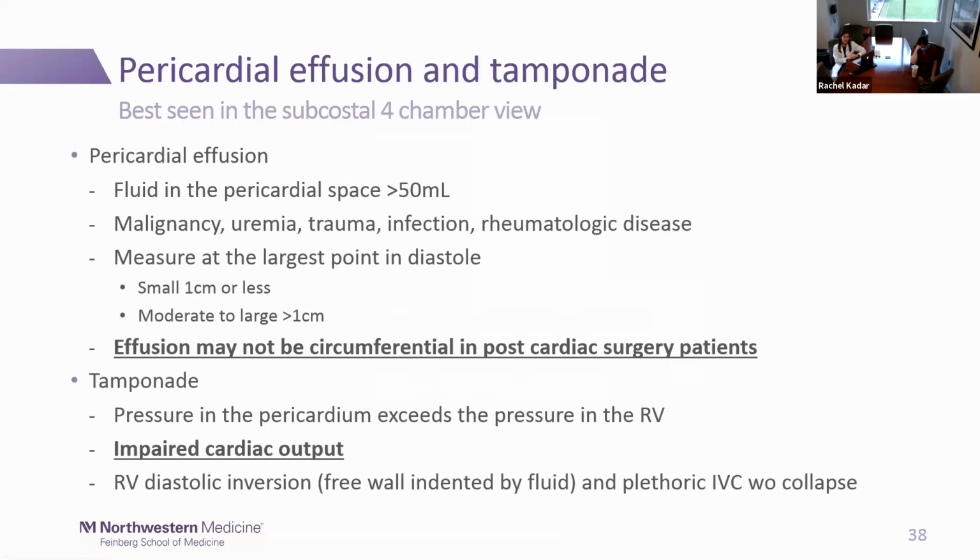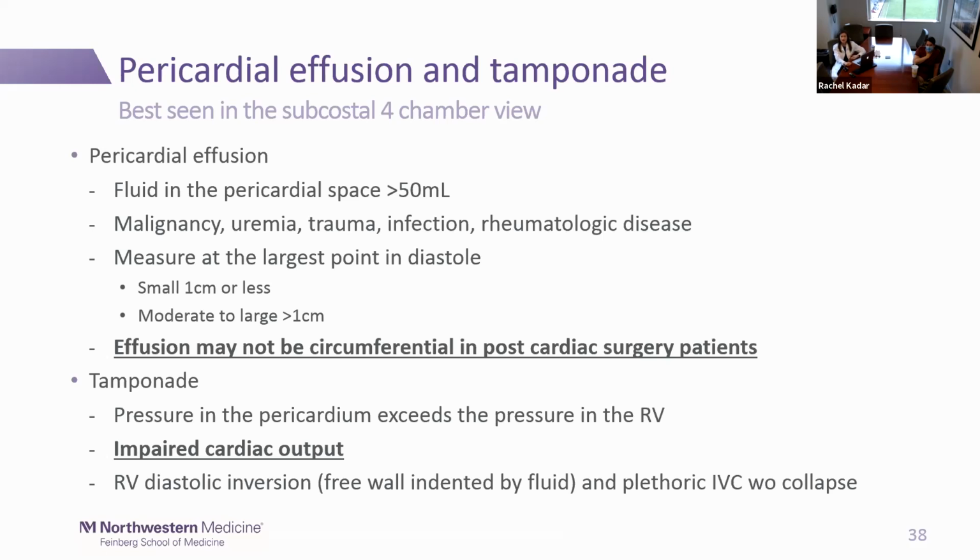So we'll just talk briefly about pericardial effusion and tamponade. While you can see this in other views, it really is best seen in the subcostal four-chamber view. And really evaluating for tamponade especially is best done, I believe, in that four-chamber view. Pericardial effusion is defined as fluid in the pericardial space. Technically, it's anything greater than 50 cc's.